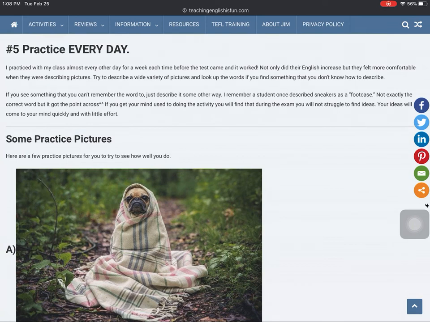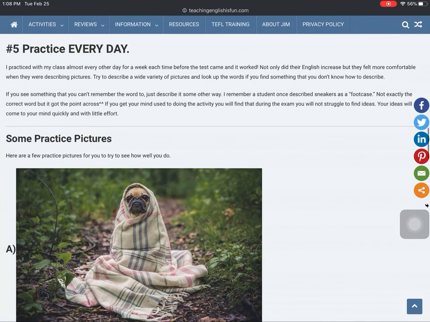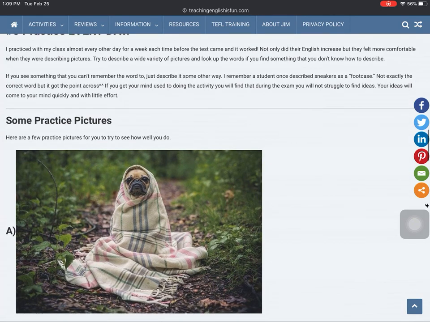I suggested try to describe a wide variety of pictures and look up words if you find something that you don't know how to describe. On that subject, if you do see something that you can't remember the word for, just describe it in some other way. I remember once I had a student who described sneakers as a foot case, right? So it wasn't exactly the correct word, but she got the point across.